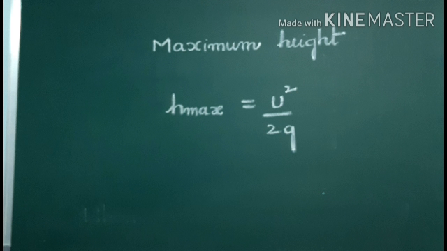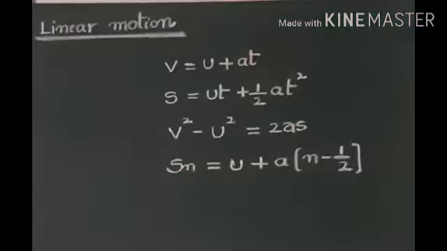Next, maximum height. When an object is projected vertically upwards, the maximum height reached is H maximum equal to u square by 2g. And next one is the linear equations. The formulas are v equal to u plus at, s equal to ut plus half at square, v square minus u square equal to 2as, and sn equal to u plus a into n minus half. The last equation we will discuss in intermediate, and this academic year we will introduce it in IIT foundation classes.